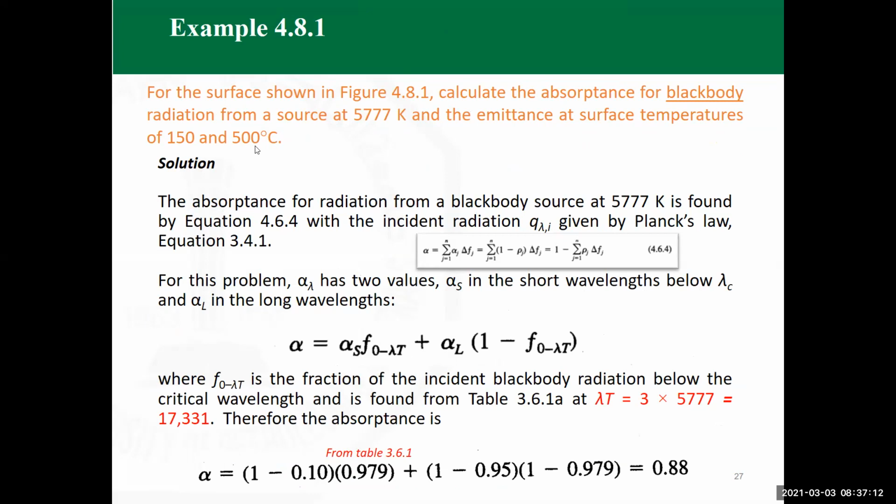The absorptance of radiation from a black body at the sun's surface temperature is found by equation 4.64. I've covered this equation before. And again, I would remind you of one of the key takeaways from this chapter: although the figure is not providing us with characteristics of alpha, it is actually given in terms of rho.